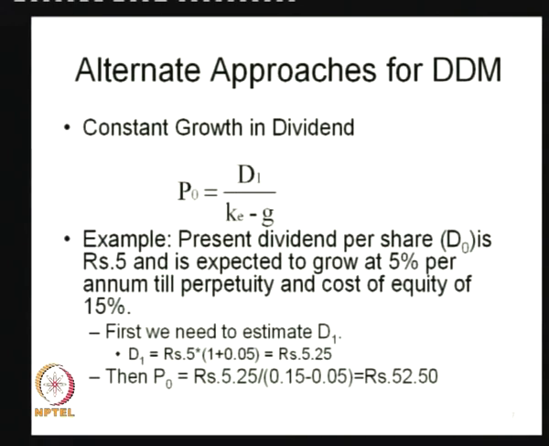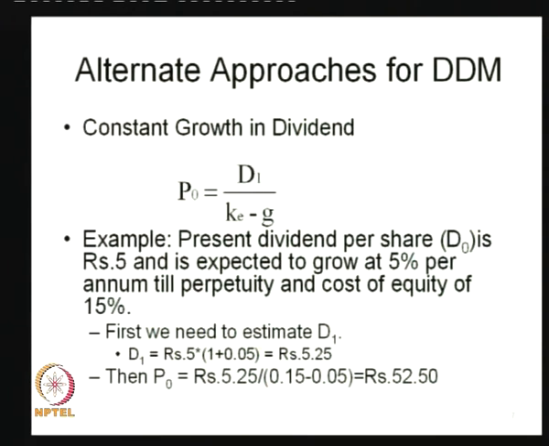If that is the case, and one can find out with a suitable measure that the dividend of the company is going to grow at a particular rate, accordingly this model can also be changed, and then the dividend discount model can be applied. So, the next model talks about constant growth in dividend.